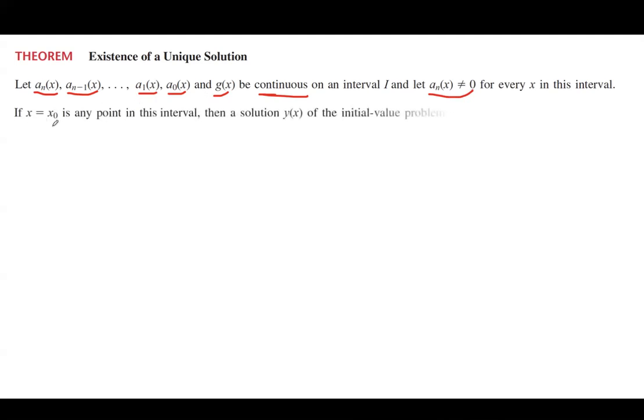If x equal to x sub 0 is any point in the interval, then a solution y of x of the initial value problem exists on the interval, and it is indeed unique. So make sure to check the continuity, and that the leading coefficient is non-zero. And if x sub 0 is any point on the interval, then a solution y of x of the initial value problem exists, and it must be unique.